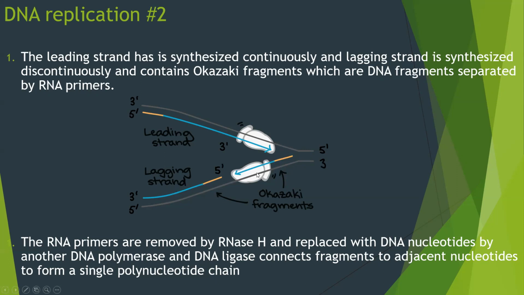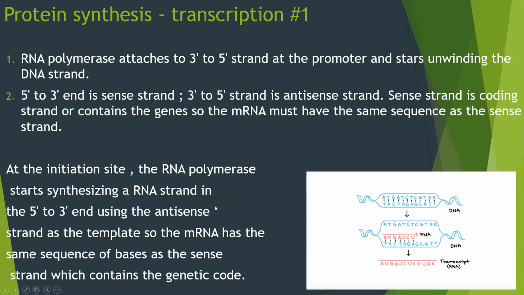Okay, the RNA primers must be removed because they are made of RNA nucleotides, correct? They are removed by an enzyme called RNase H, and then replaced with DNA nucleotides by another DNA polymerase. So it's not the same; you can just write it's another DNA polymerase. And then you need DNA ligase because these DNA fragments are not held together. They need to be attached together by DNA ligase, which will synthesize a single polynucleotide chain.